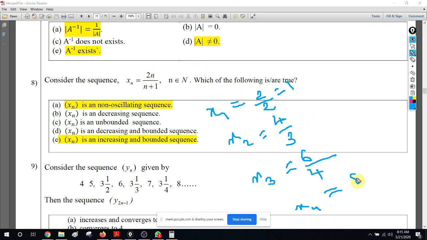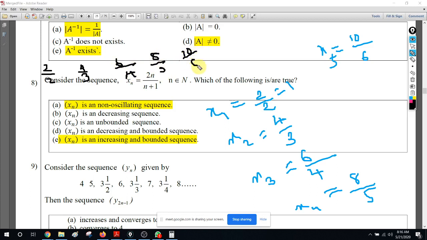4 into 2 is 8 divided by 4 plus 1 is 5. Another one, x5. 5 into 2 is 10 divided by 5 plus 1 is 6. So we have 1, 4 over 3, 6 over 4, 8 over 5, 10 over 6.